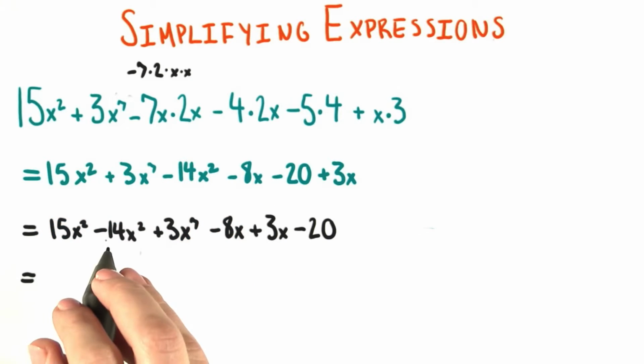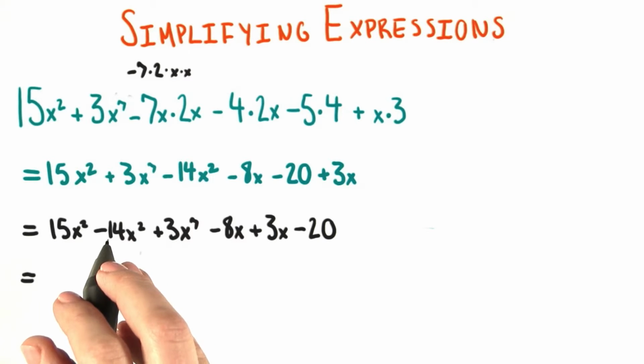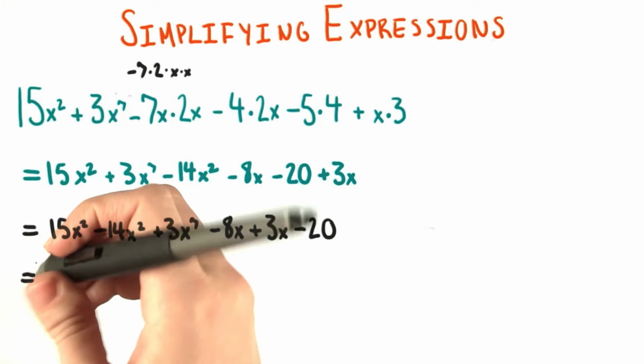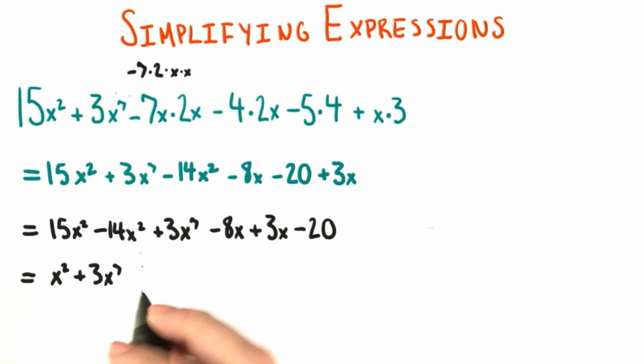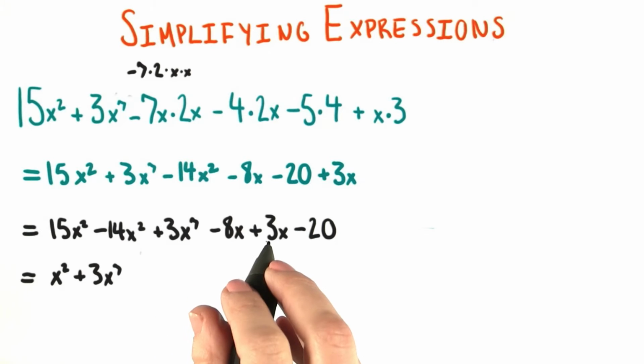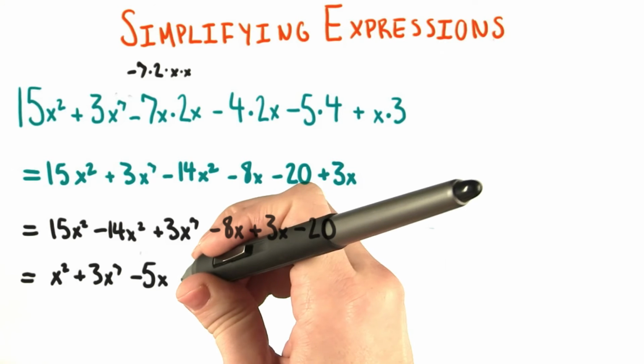Remember that we add the coefficients of like terms together and then multiply by the variable. 15 minus 14 is 1, so we have 1 times x squared, or just x squared. 3x to the 7th is on its own. It's not combined with anything else. Negative 8 plus 3 is negative 5 times the variable x, and then we have our constant term.